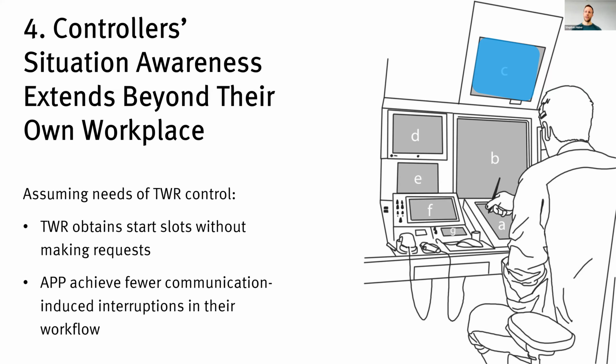And so they saw when new aircraft were rather advanced on the taxiway or already in the starting position. So they just created a gap for the tower control, and this brought along 2 benefits. One for the tower controller, who did not have to make the request anymore and just got their needs fulfilled. And also the approach controller, who thus achieved less interruptions in their communication workflow.